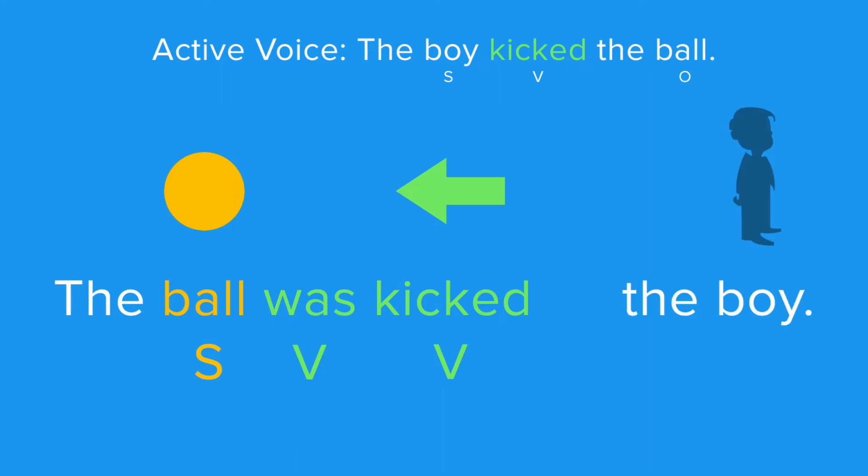Finally, the boy is still performing the action, but it is now the object as the sentence is not focusing on him. We also use the preposition by. This preposition indicates who or what is performing the action. In this sentence, the boy.